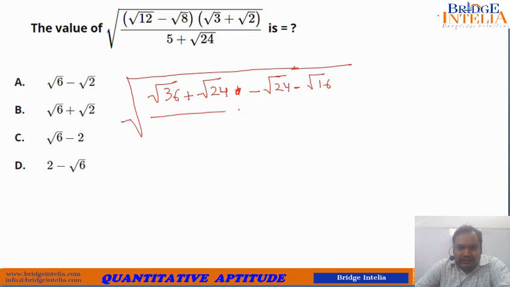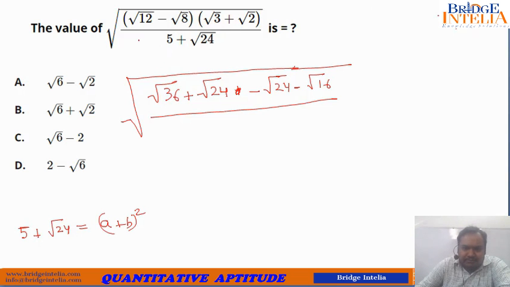Whole divided by, now here lies a bit of a trick. So concentrate on the part 5 plus root 24. Your job should be to express this as a plus b whole square to bring it out of the square root. So how can you do that? You have to think of two numbers a and b such that a square plus b square is equal to 5. And then see, there is a big hint.